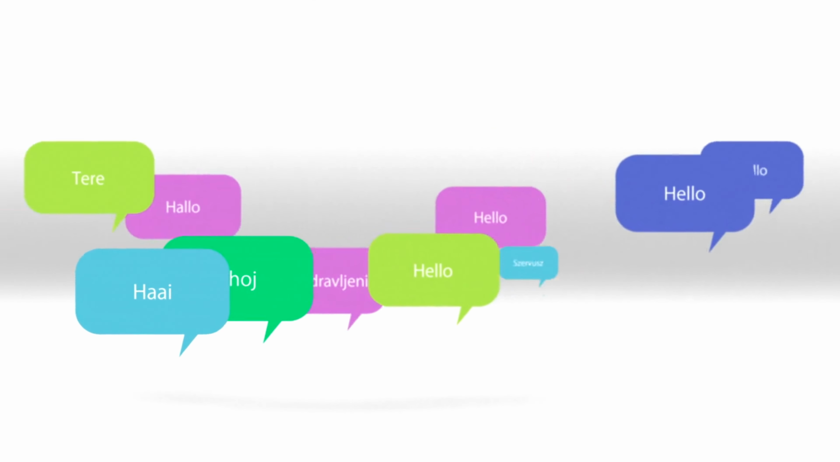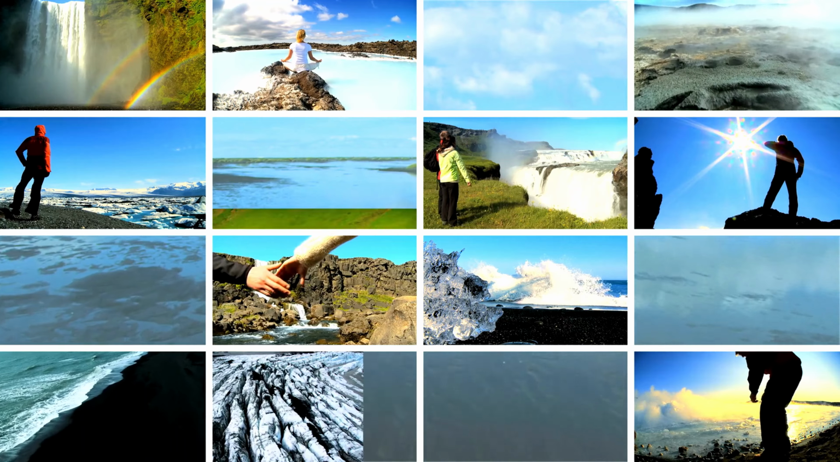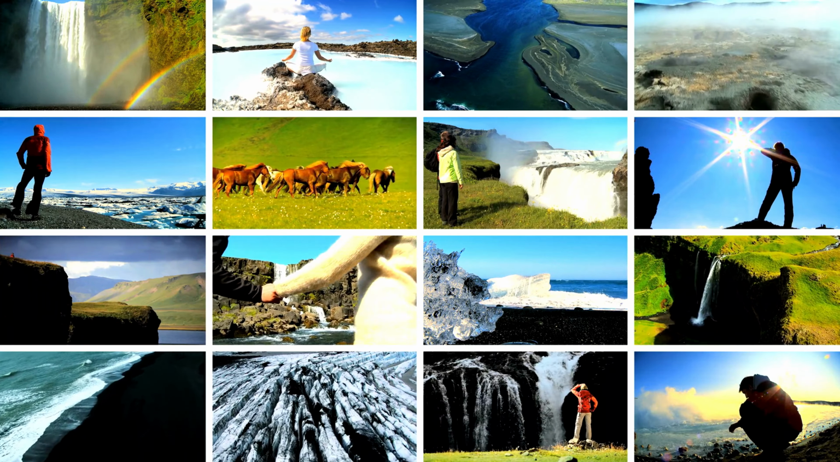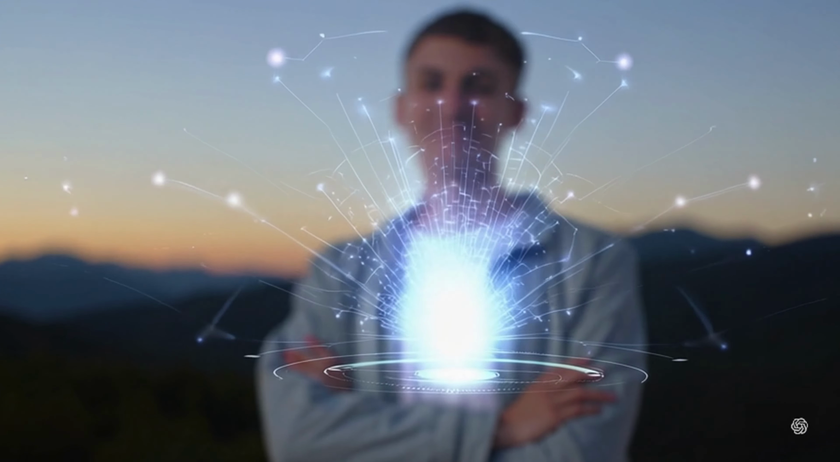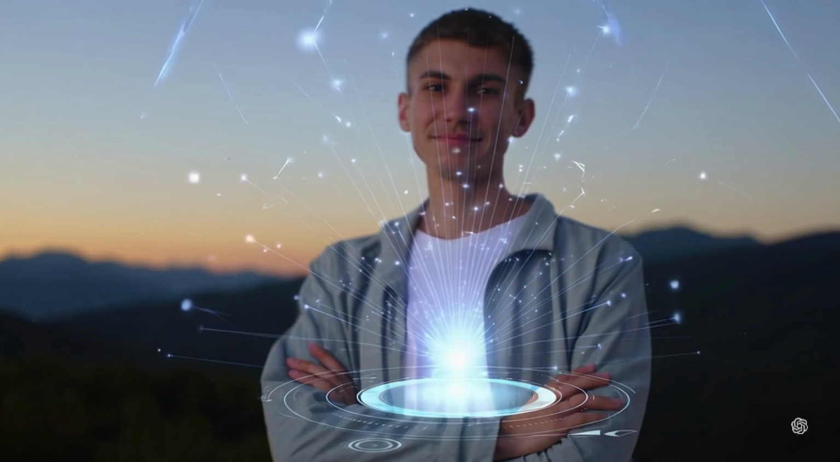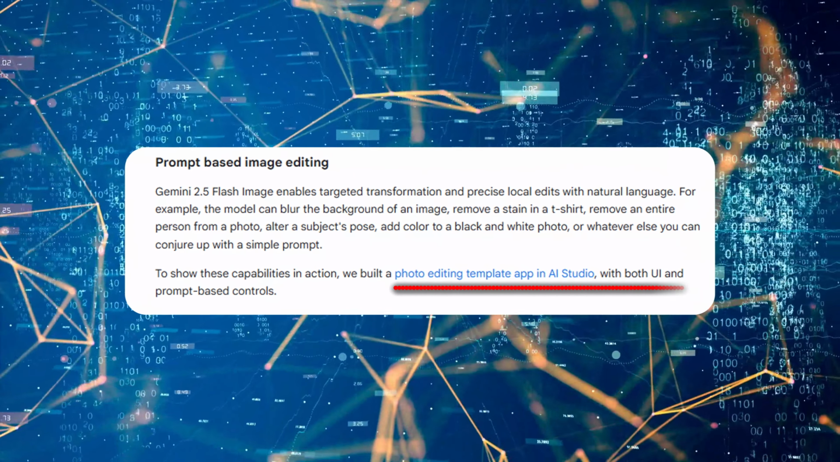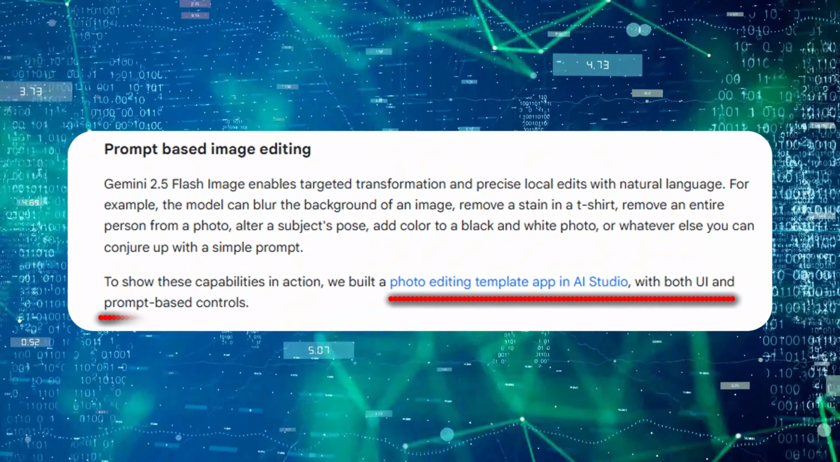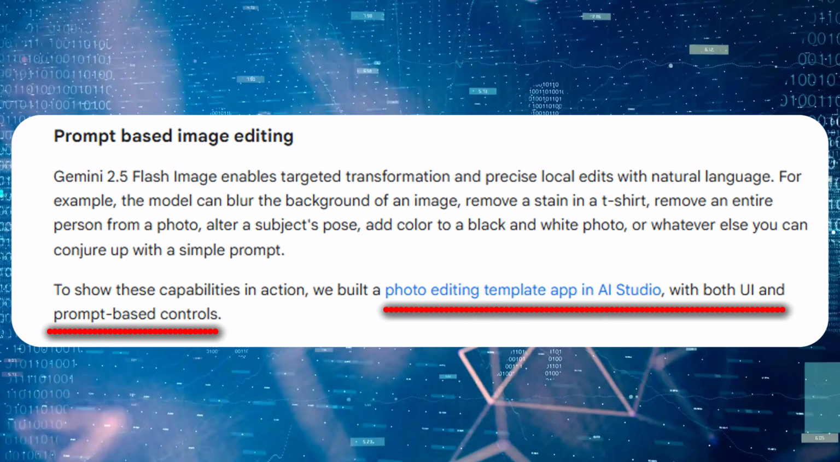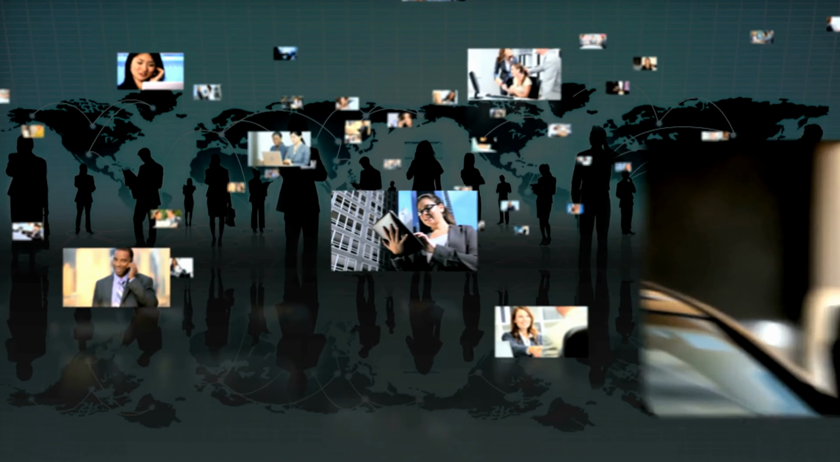And then there's conversational editing. Forget complicated Photoshop layers. With Gemini 2.5, you just talk to it. Say, blur the background, remove that person, make the sky look like sunset, or even change the pose, and boom, it happens. Google even built a full photo editing app in AI Studio that combines both UI controls and natural prompts. It's simple, it's powerful, and it makes pro-level editing accessible to everyone.